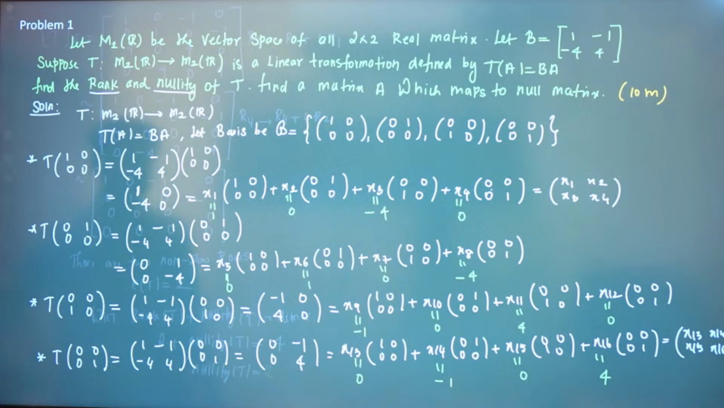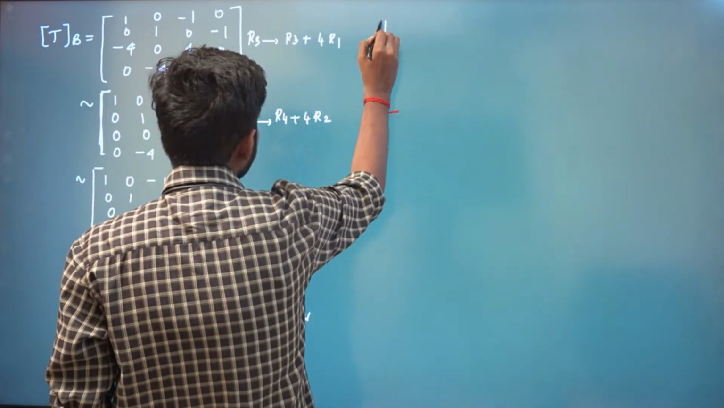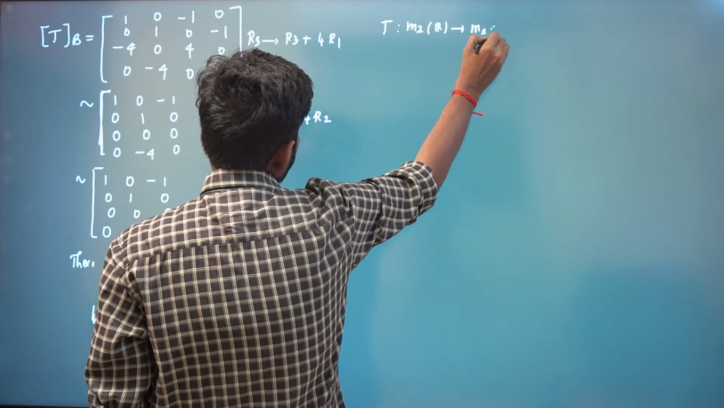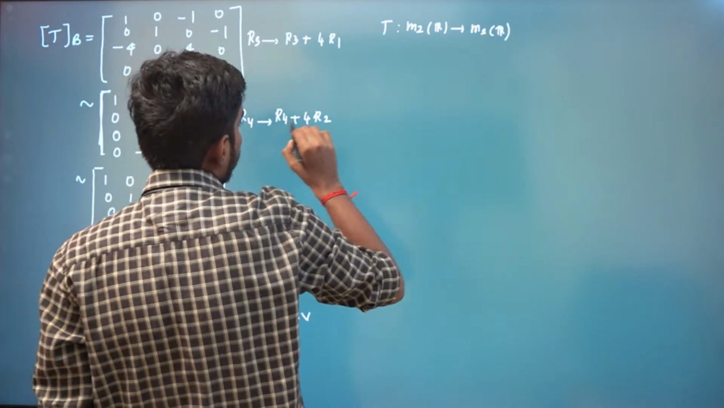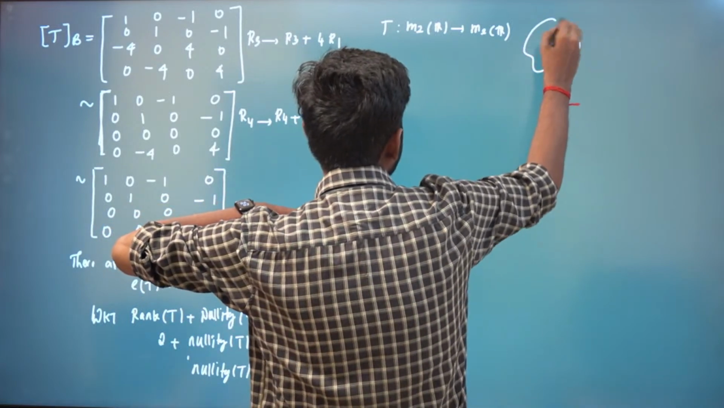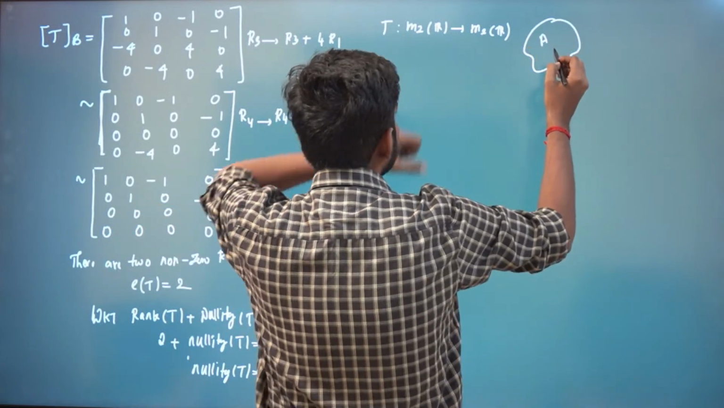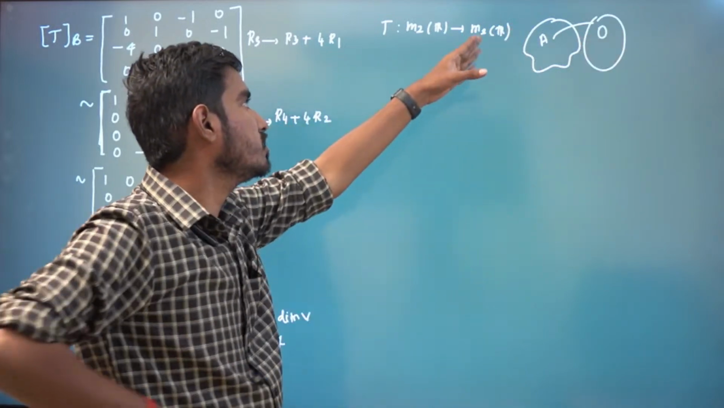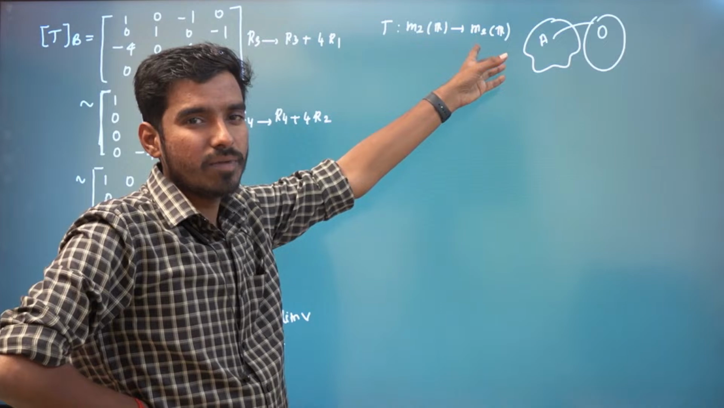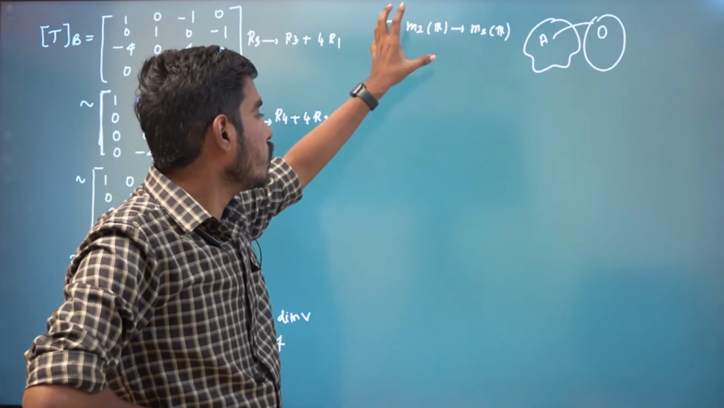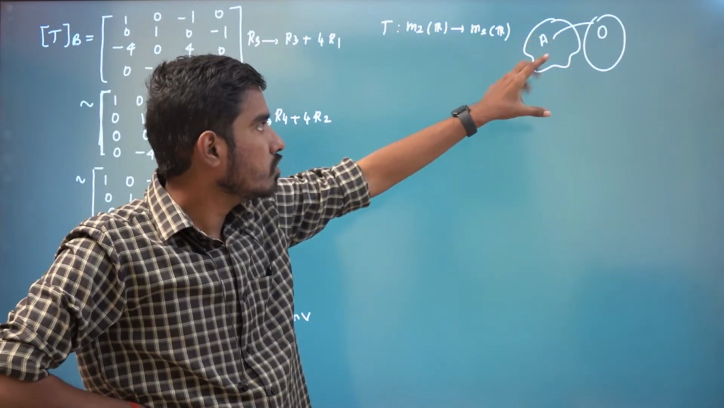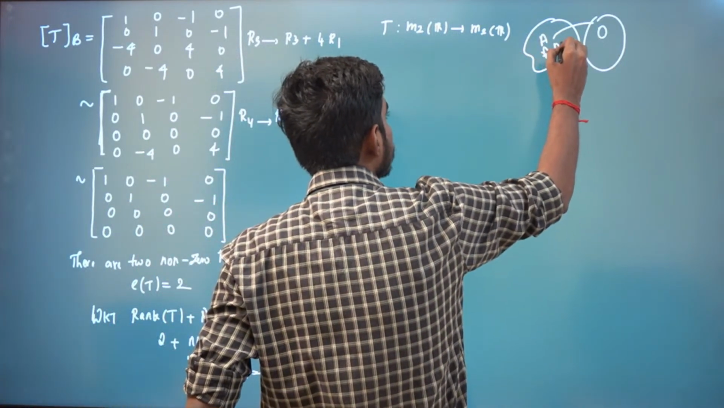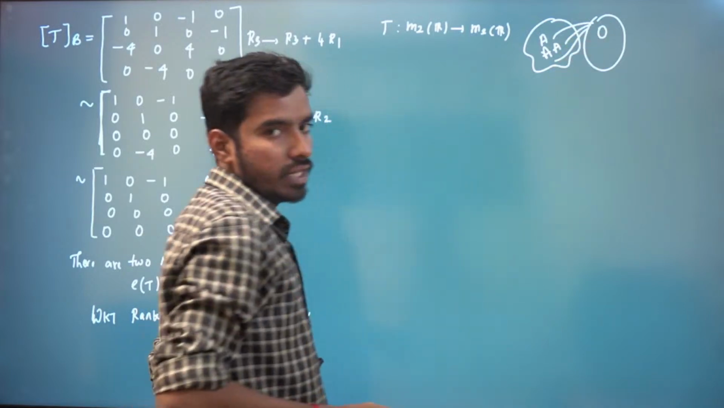So what is the null space of T? See, here T is a map from M2 of R to M2 of R. So what is the null space actually? You collect all those matrices in M2 of R that map to the 0 matrix. That is, here the 0 vector of M2 of R is the 0 matrix 0 0 0 0. All those matrices you collect in a single set. That set is called what? The null space of T.